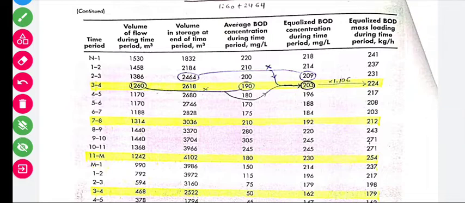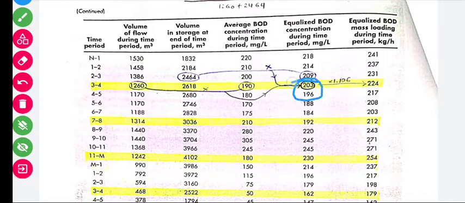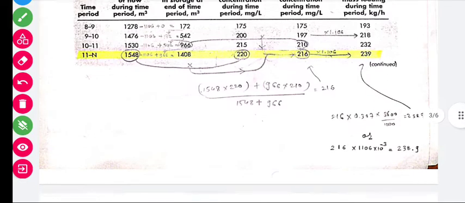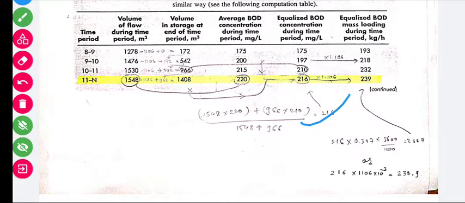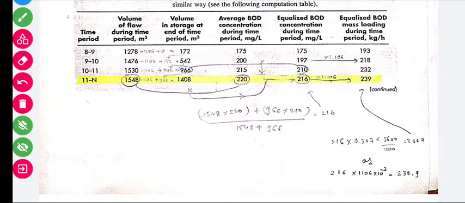Now let's look at this. For 324, you just take the current inflow and the previously stored, multiply these two, and divide by the volume incoming. So you will get 203. This is how this column, BOD stored or BOD outflow, is calculated. Here also I have shown the calculation for your understanding. The inflow and the previously stored are added and divided by the total volume or total flow, whatever you want to call it. This is how this 216 came.